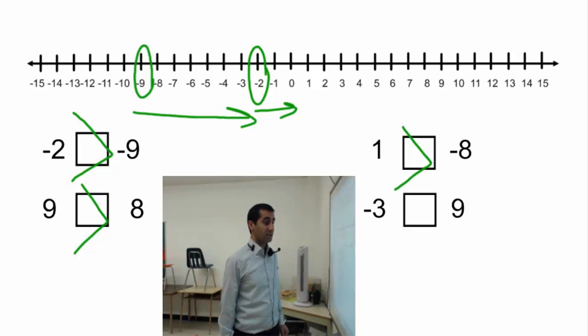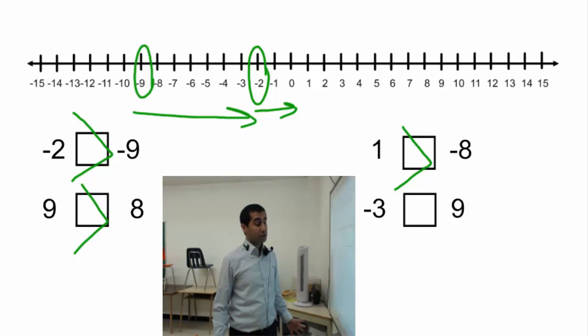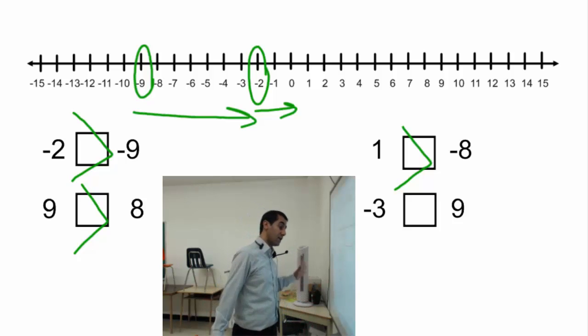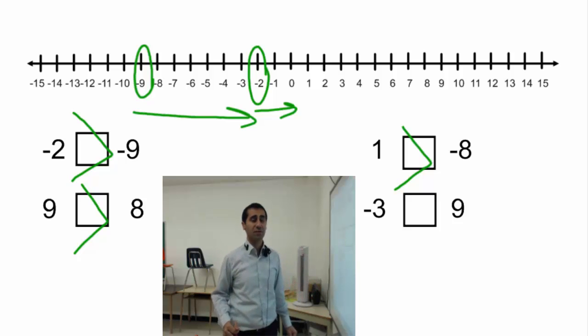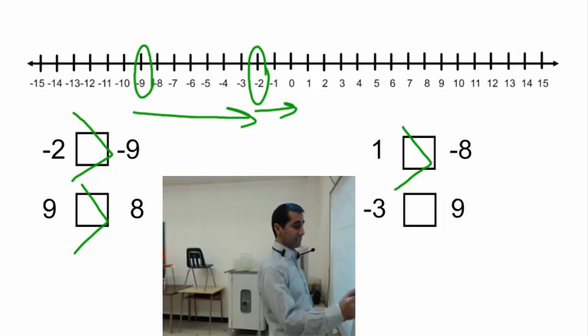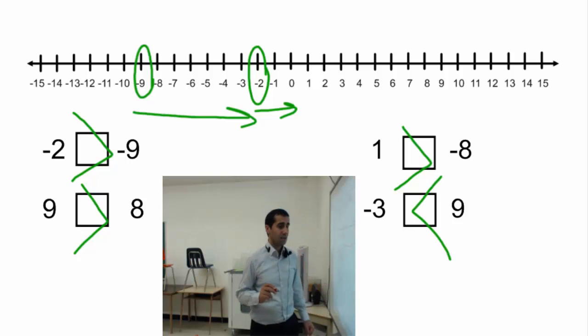And over here, minus 3, 9. First of all, whenever I see one negative and one positive number, I know that every negative number is smaller than a positive number. So I'm going to say less than.